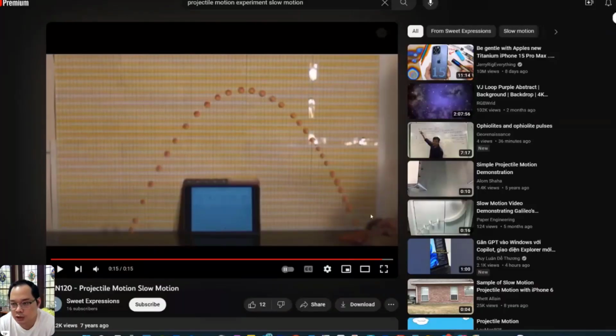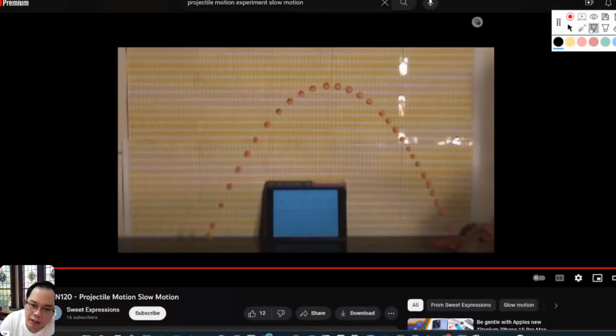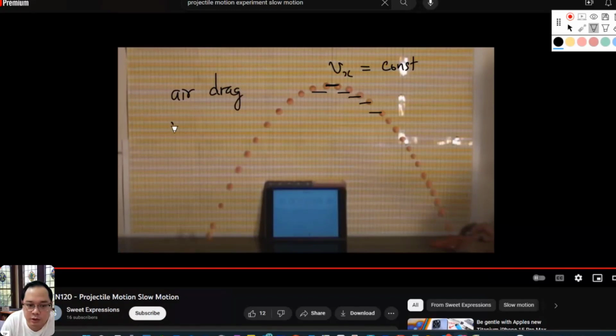So what can you see about the horizontal distance between these dots? I mean the horizontal distance only, from this point to the next one. What do you see? It's all the same. Yes. So what does it mean? The horizontal velocity is constant because the air resistance is negligible. Air drag is very small, negligible.